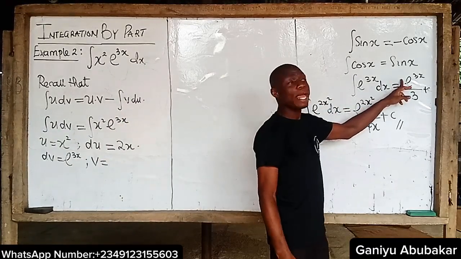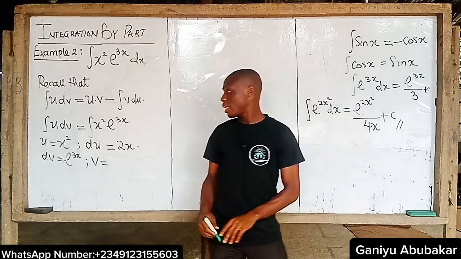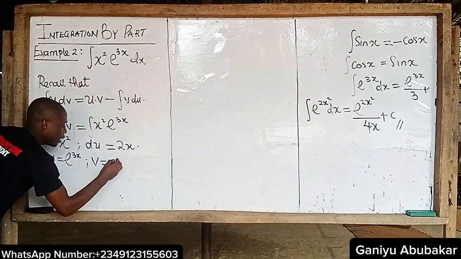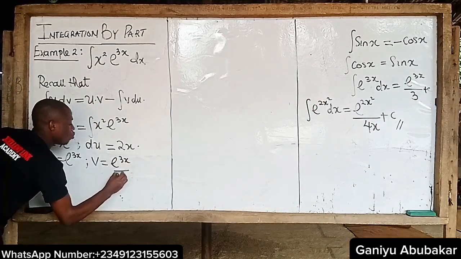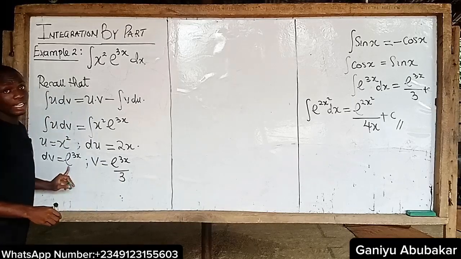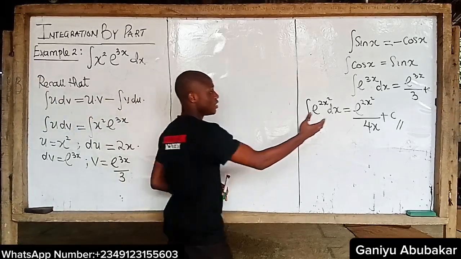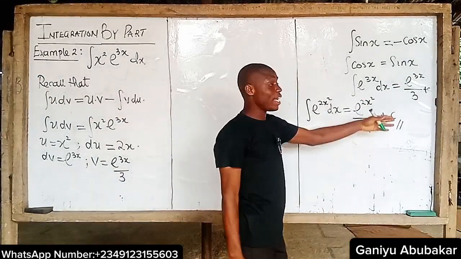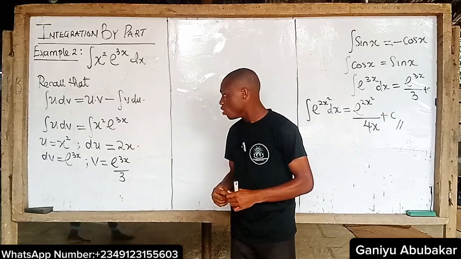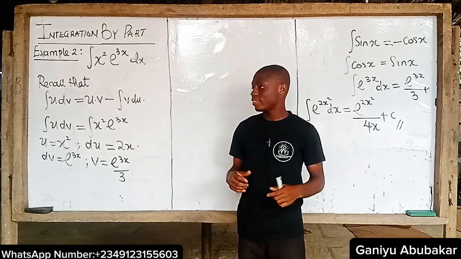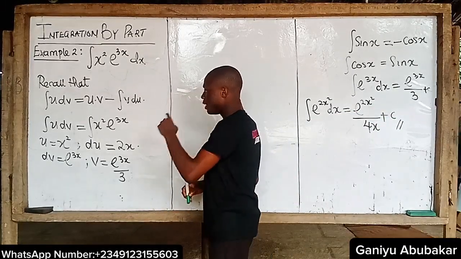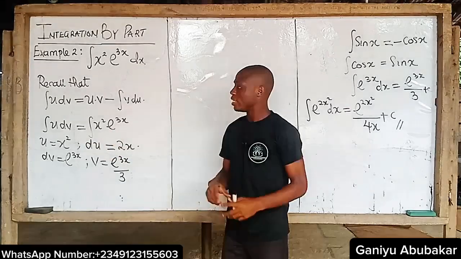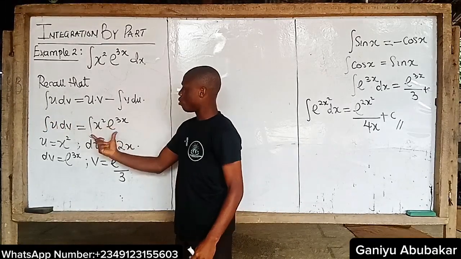I had exponential 3x over 3. Similarly, I'll have exponential 3x all over 3 after integrating exponential 3x. All right, at this point now, what do we do next? My next task is to integrate this expression, and everything here now becomes this.